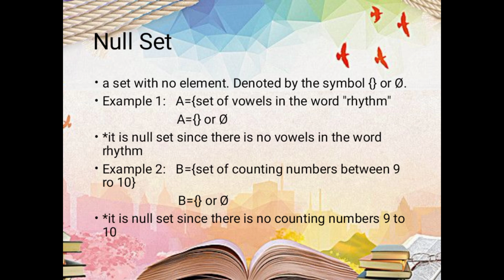Next, example number 2. B is equal to the set of counting numbers between 9 and 10. So B is the null set or empty set since there are no counting numbers between 9 and 10. Remember, counting numbers are 1, 2, 3, 4, 5, 6, 7, 8, 9, 10, and so on.